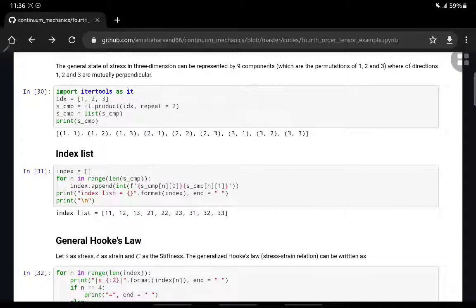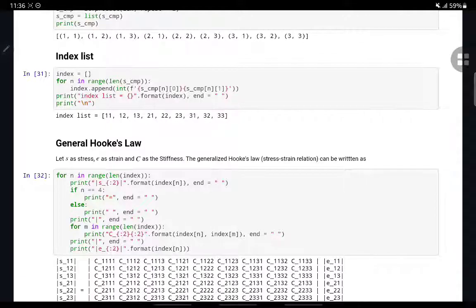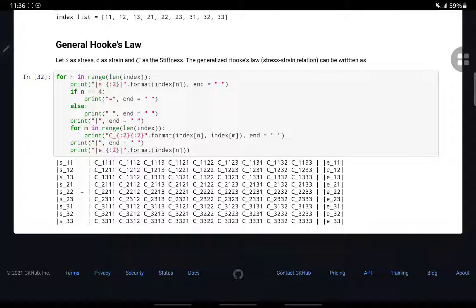We imported this iterative tool from Python, and we have all these permutations. So we have 1 1, 1 2, 1 3. We all saw these combinations for x and y. So this is xx, xy, xz. This is yx. So here in the index list, I just combined these together to get these 9 components. And finally, we have the stress. So let S be stress, E be strain, and C be the stiffness tensor.